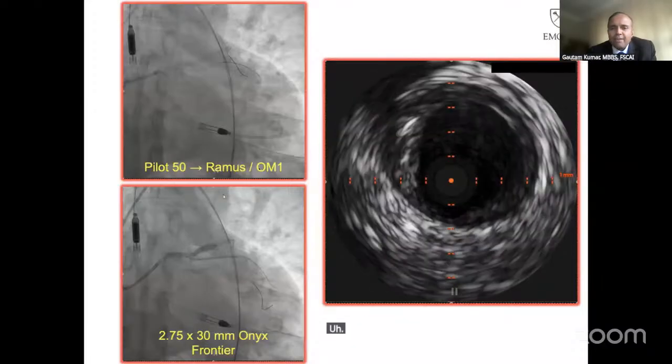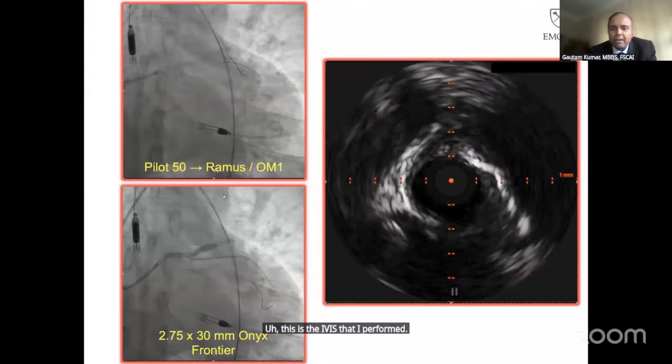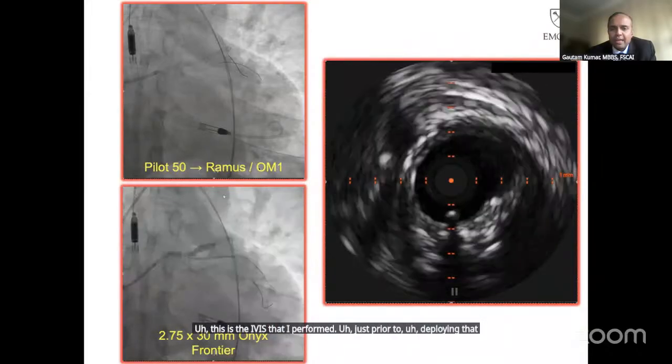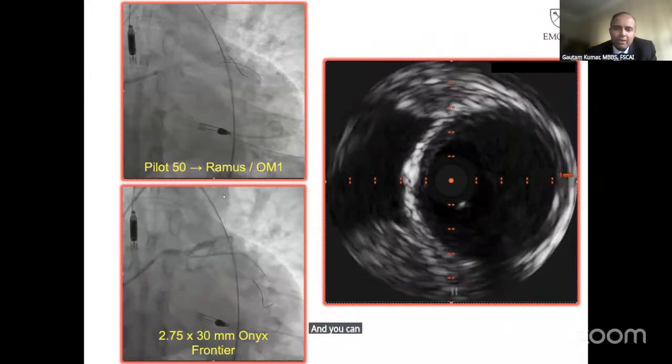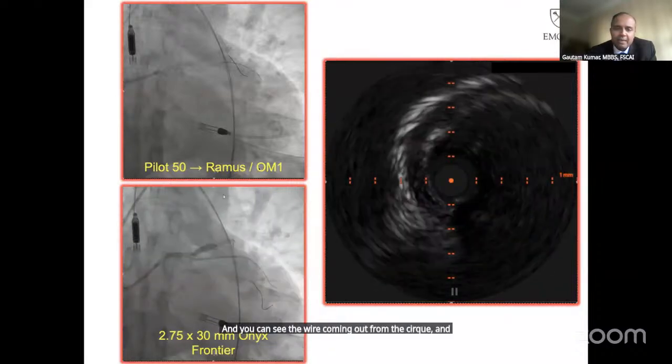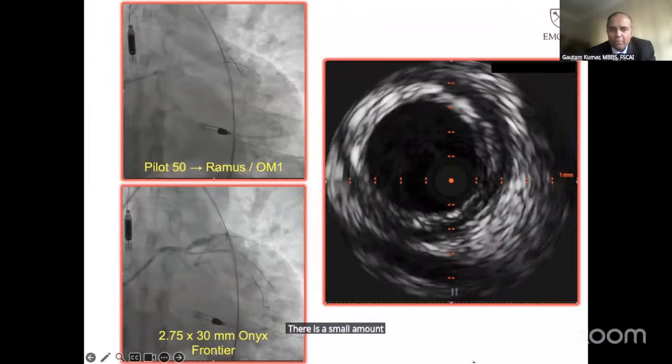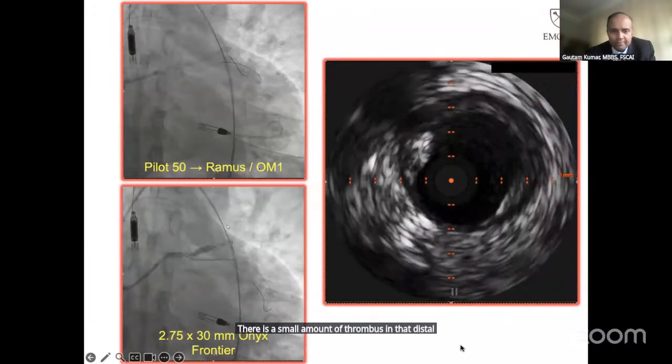This is the IVUS that I performed just prior to deploying that stent into the LAD. And you can see the wire coming out from the circ, and you can see the left main is severely diseased. There is a small amount of thrombus in that distal left main as well.